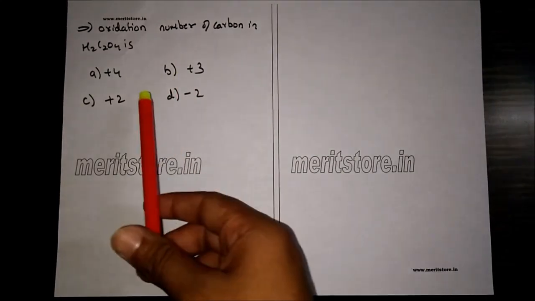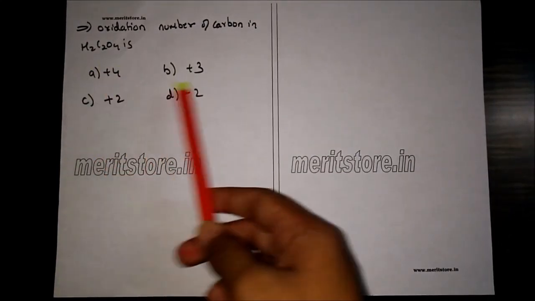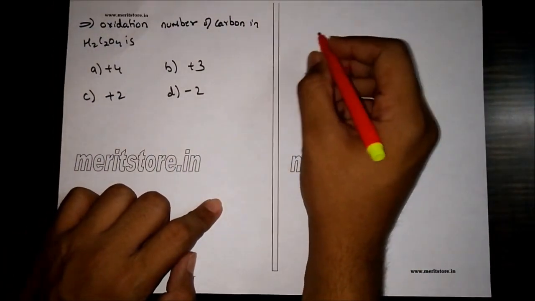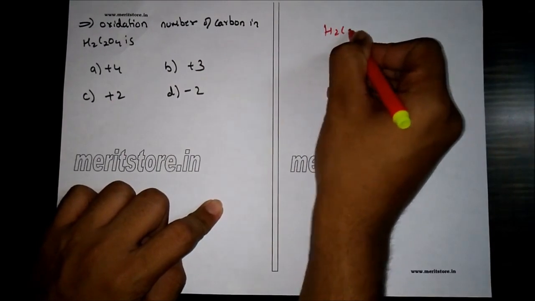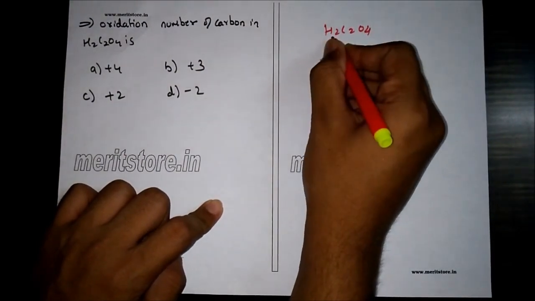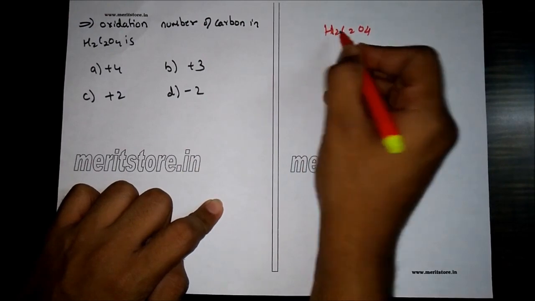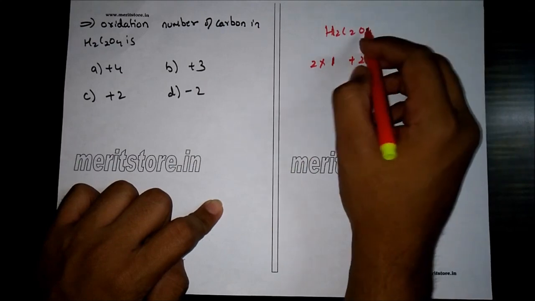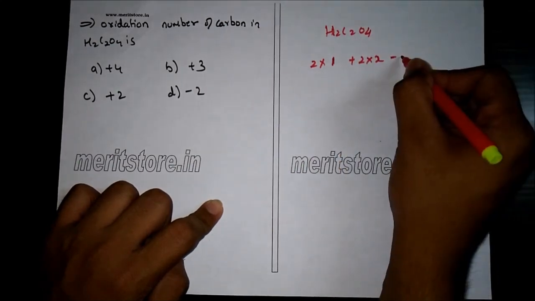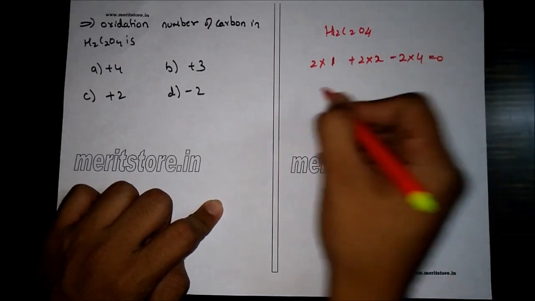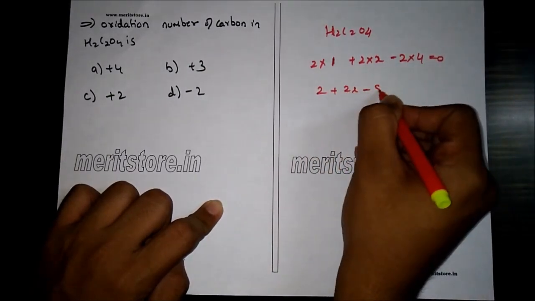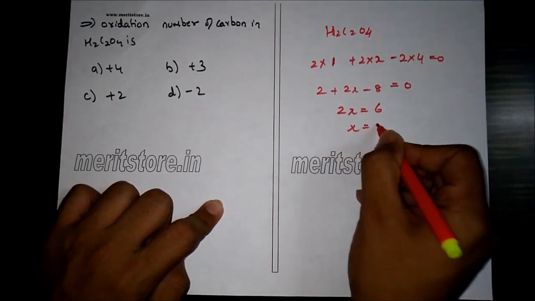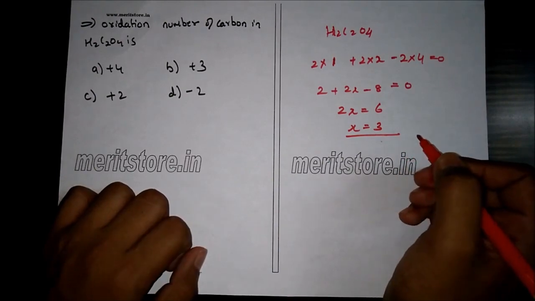The oxidation number of carbon in H2C2O4 is A +4, B +3, C +2, or D minus 2. Now, let the oxidation number of carbon be X in H2C2O4. The oxidation number of hydrogen is +1. Therefore, 2 into 1 plus 2 into X minus 2 into 4, since the oxidation state of oxygen is minus 2, equal to 0. Therefore, 2 plus 2x minus 8 equal to 0. Therefore, 2x is equal to 6 and x is equal to 3. Therefore, the correct answer here is option B, +3.